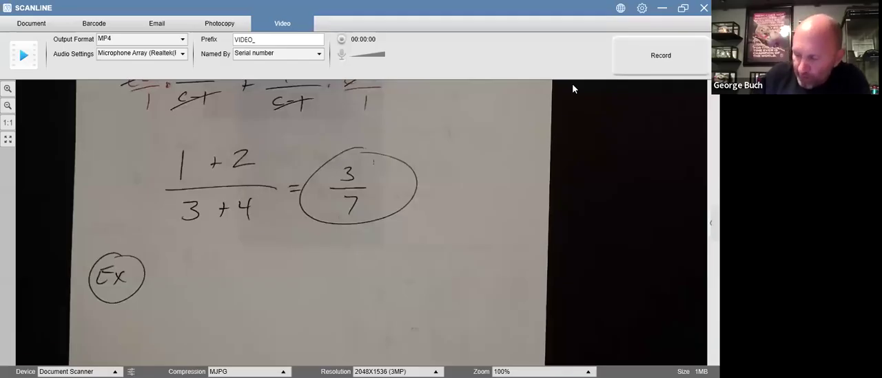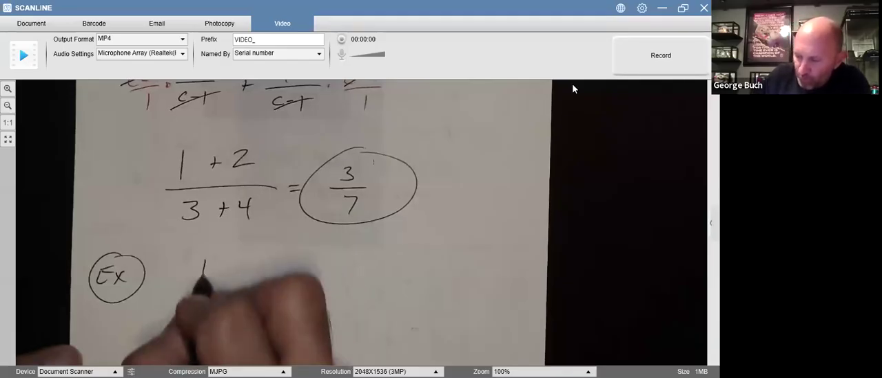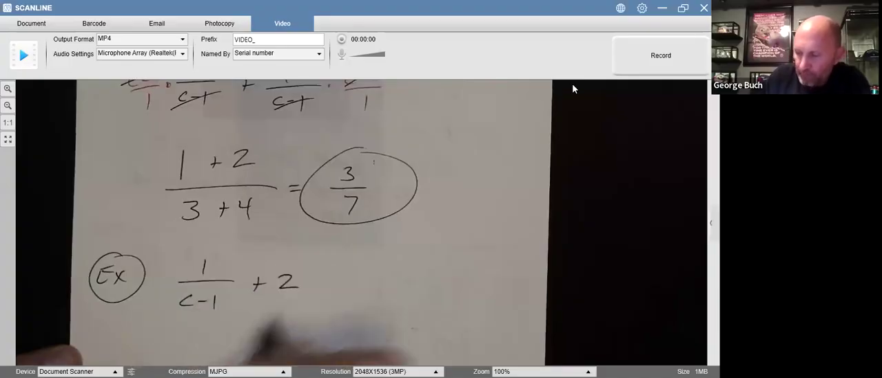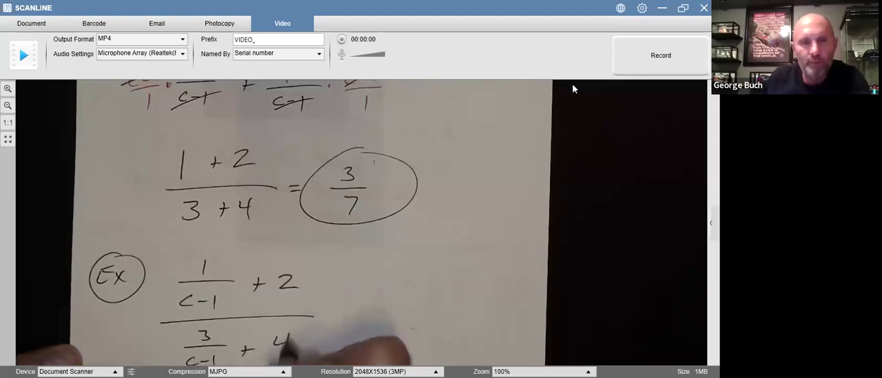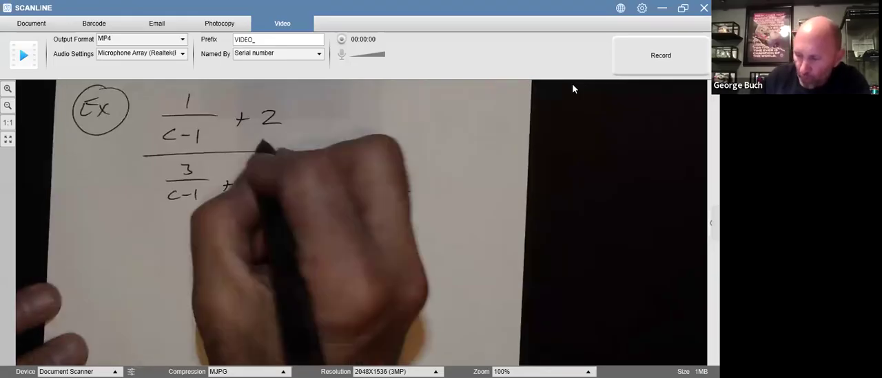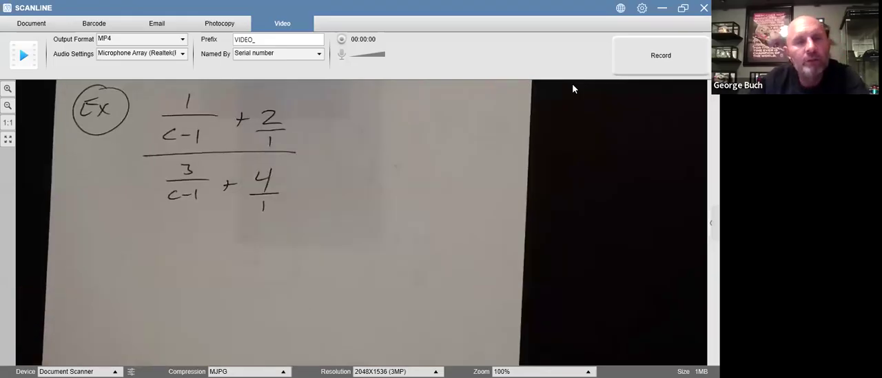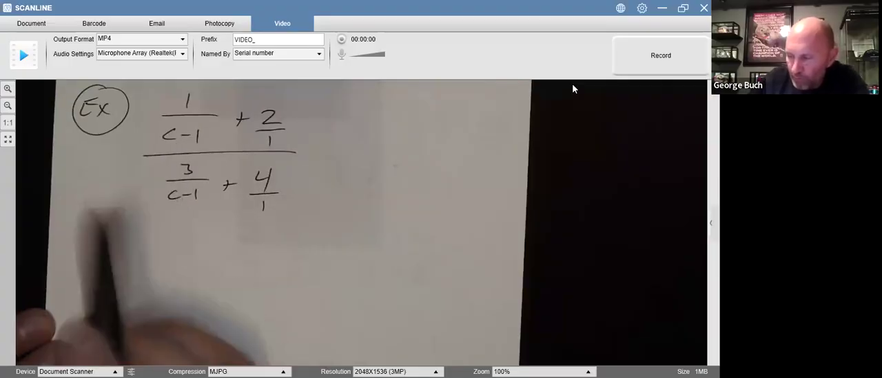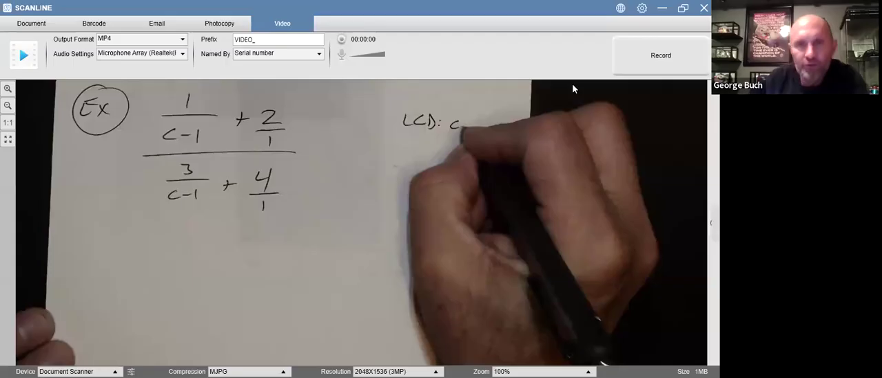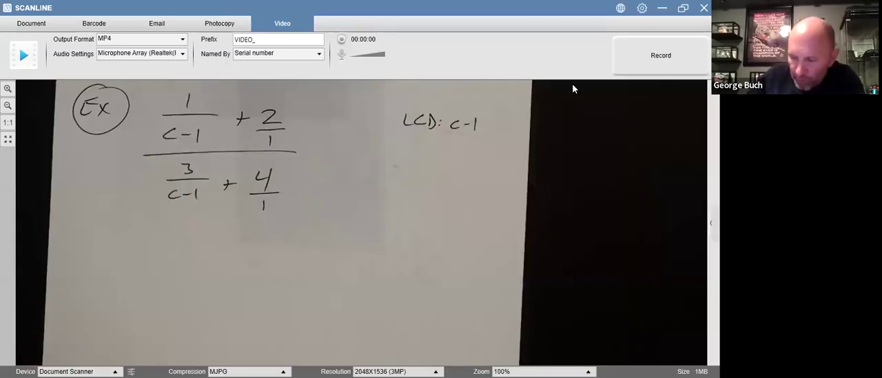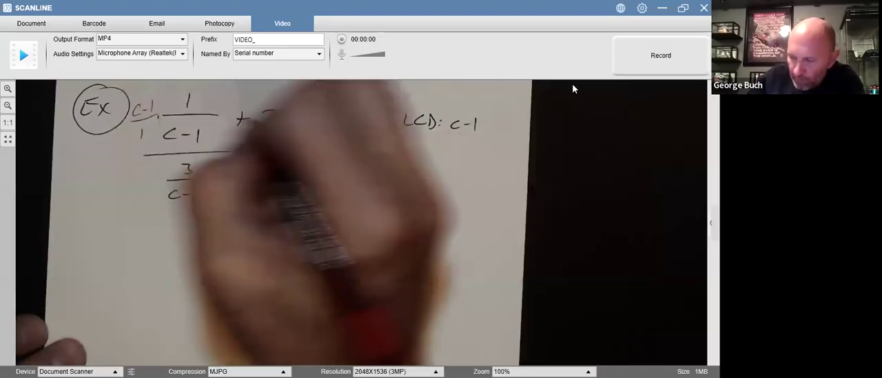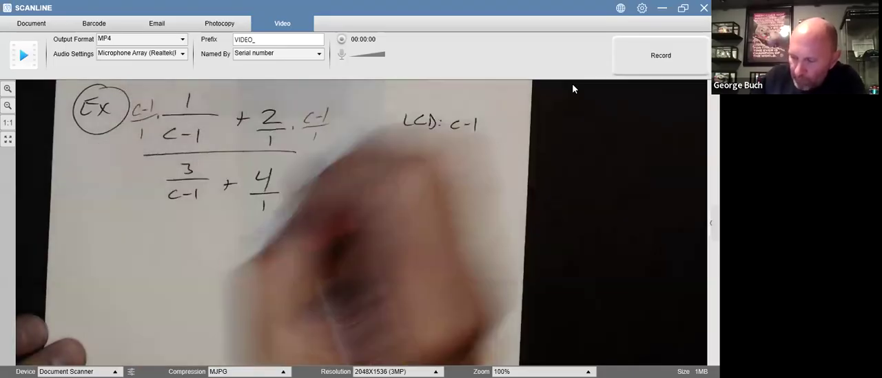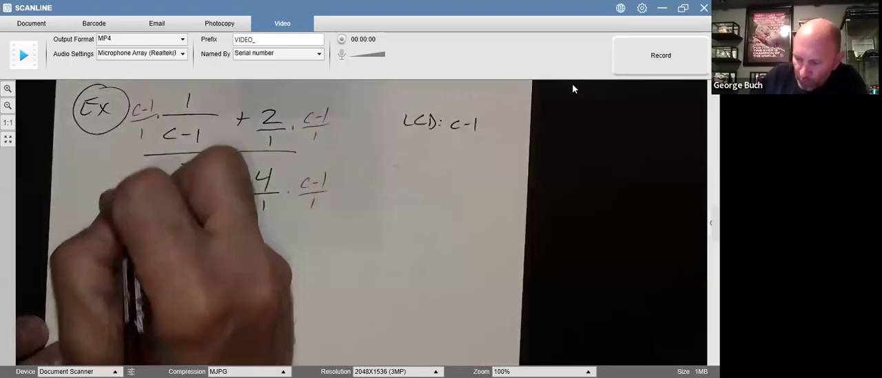All right. What if I have 1 over c minus 1 plus 2 divided by 3 over c minus 1 plus 4? So this is like 2 over 1. This is like 4 over 1. So what is my LCD? Well, it's still c minus 1. I have a c minus 1 here, and a couple of 1s. So the LCD is still c minus 1. So I'm going to multiply this, c minus 1 over 1, c minus 1 over 1, c minus 1 over 1, c minus 1 over 1.